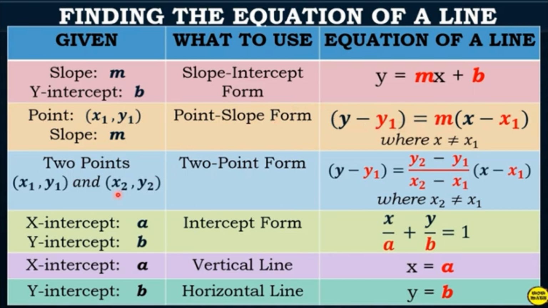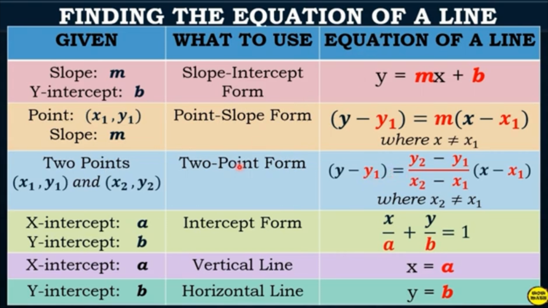And then, if you will be given 2 points, kapag binigyan ka po ng 2 points, so x sub 1 and y sub 1, etong sub na to, this means this is your first point. Etong sub 2 na to, this means this is your second point. So, kapag dalawang point ang given sa inyo at pinapahanap ang equation of the line, given ang 2 points, hindi slope, hindi y-intercept, 2 points po, then we will use the 2-point form. So, this is the formula to find the equation of a line.